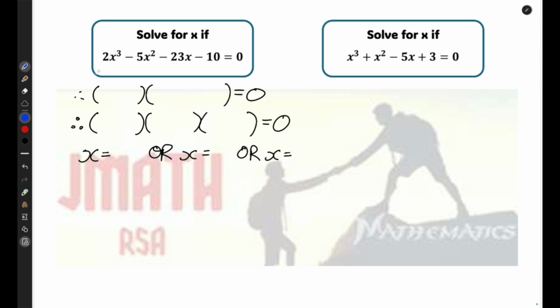So if I look at the given expression, this would be my A value, this is my B value, C value, and D value. So I can say A is equal to 2, B is equal to minus 5, C is equal to minus 23, and D is equal to minus 10.